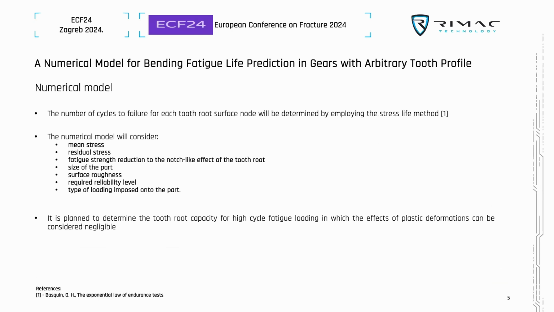In this numerical model, the number of cycles to failure will be calculated in each gear root surface node, and the numerical model will consider the mean stress, residual stress, the fatigue strength reduction due to the notch-like effect of the tooth root fillet, the size, surface roughness, required reliability level, and the loading imposed on the part. Also, it is planned to use the model only in the high cycle fatigue loading regime, where we can assume there are no plastic deformations.